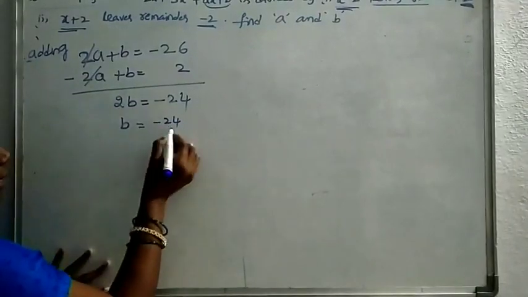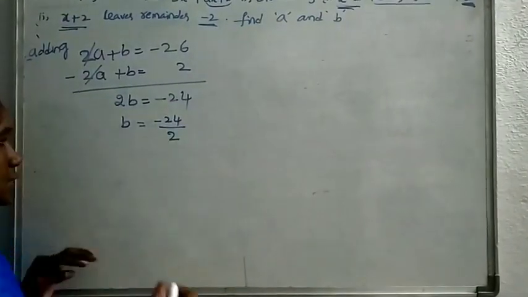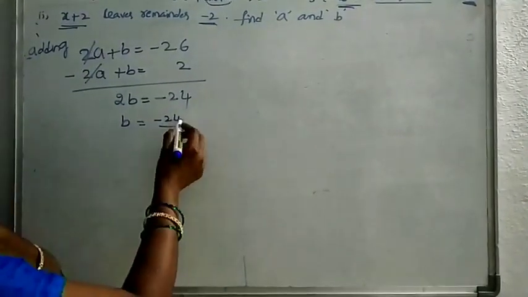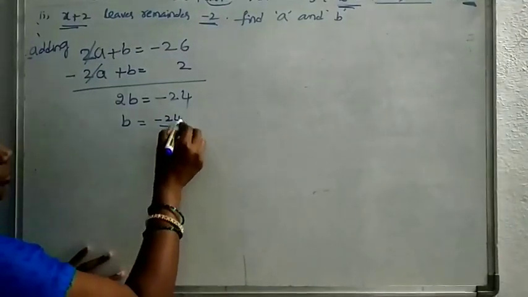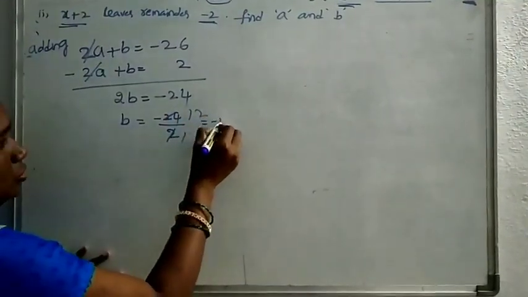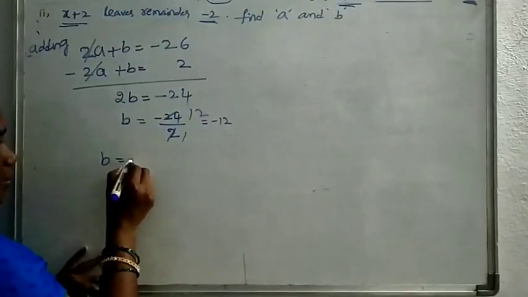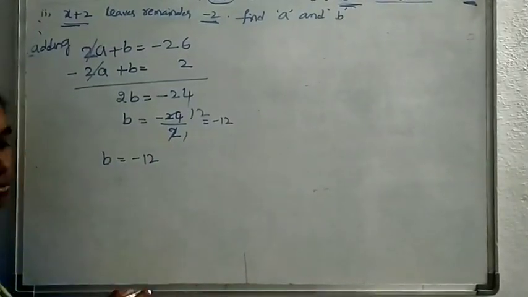So b is equal to minus 24 by 2. 2 is multiplying here, and if it transfers to that side, it will divide. So minus 24 by 2, 2 1s are 2, 2 12s are 24. So the value of b is minus 12.